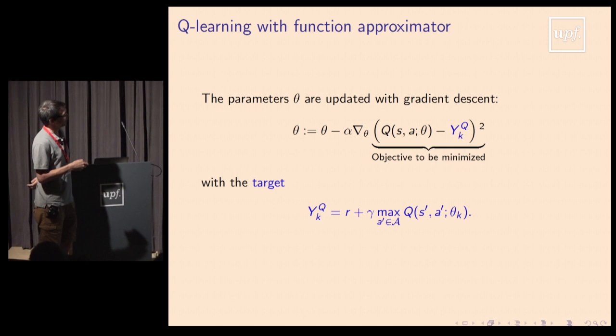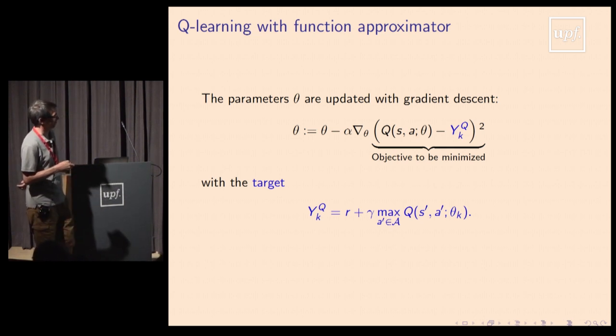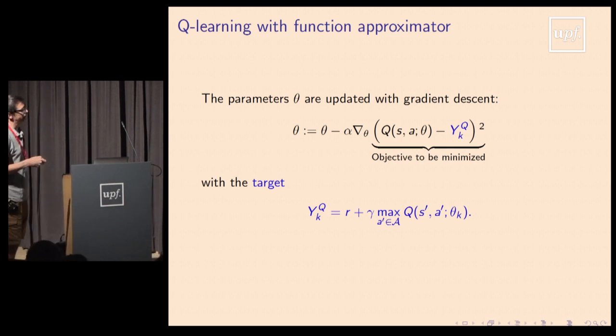And that is your target. And basically, what you try to do is get your Q values close to the target by minimizing this objective with gradient descent via the parameters theta that parameterize your Q value function. OK? Yes, question.